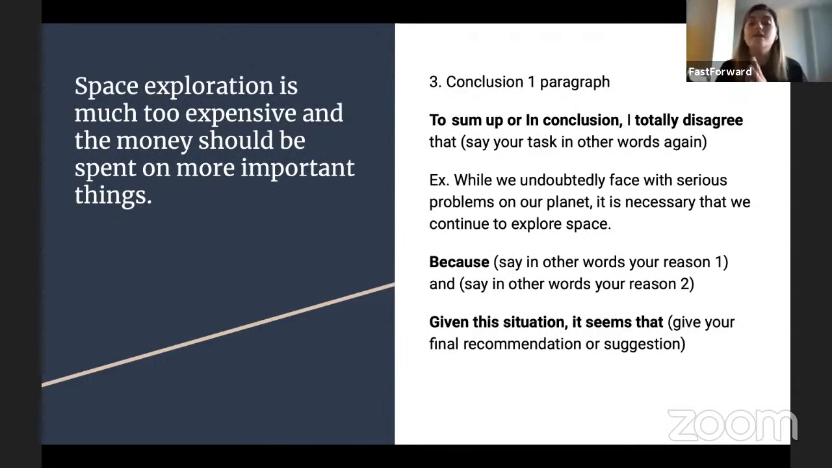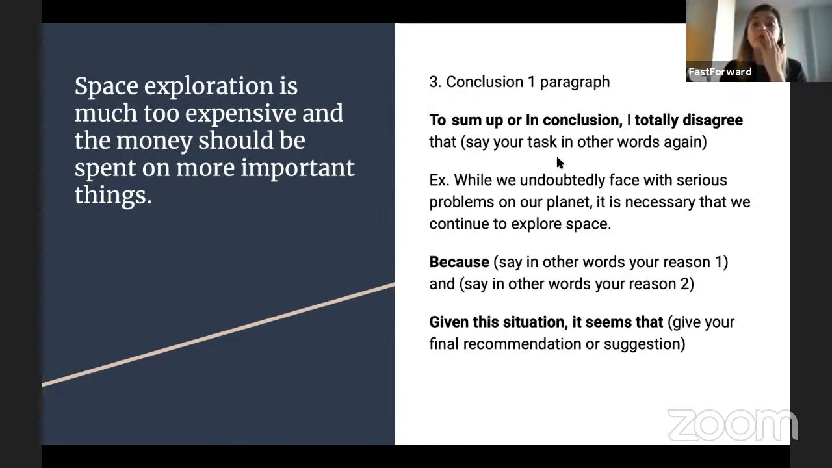For other essays, it's going to be other structures. So I recommend you to start your sentence from given this situation, it seems that, and then you provide your recommendation, your suggestion on how you see this issue, okay? And that's gonna be your final part, like your final way how you're gonna talk about this topic. Okay, and this is it. That's exactly what you need to do in your conclusion.